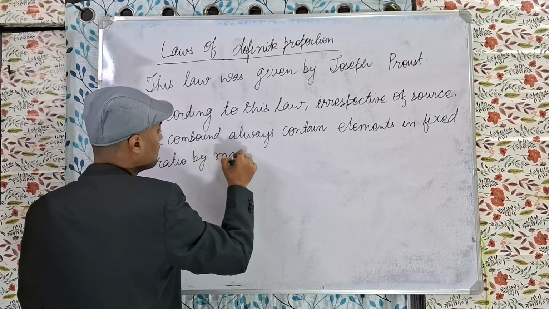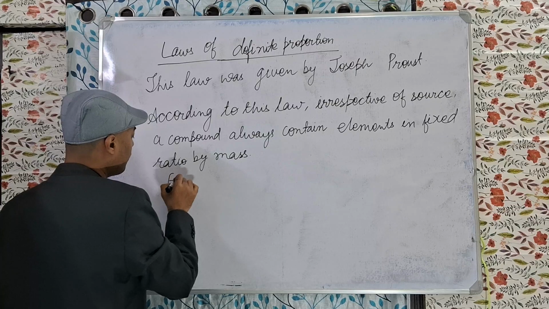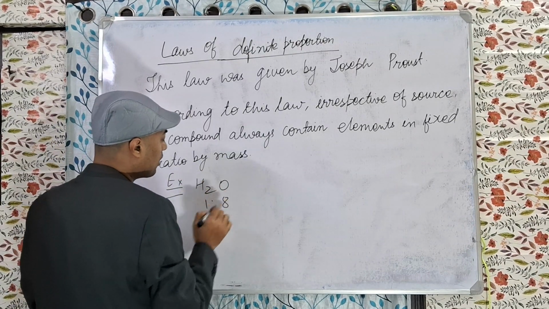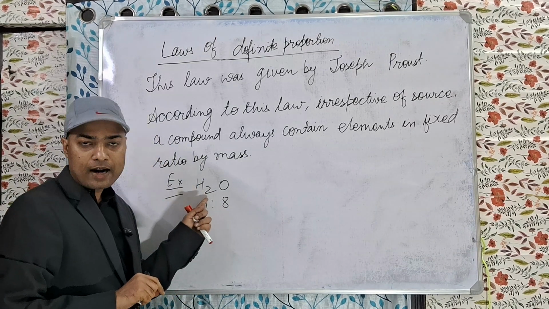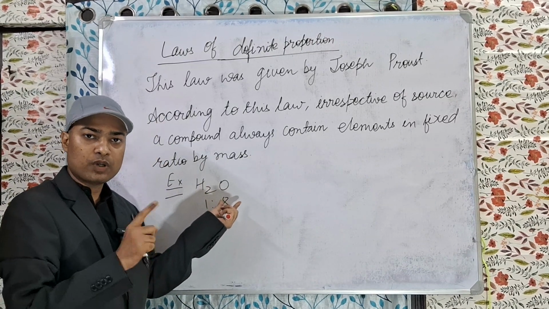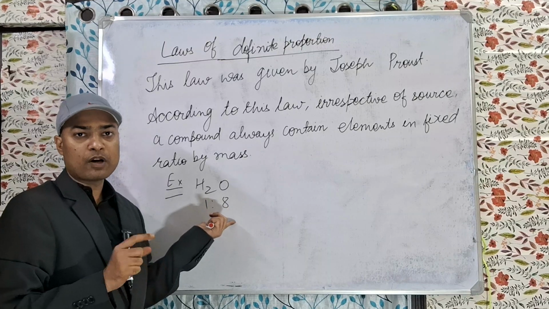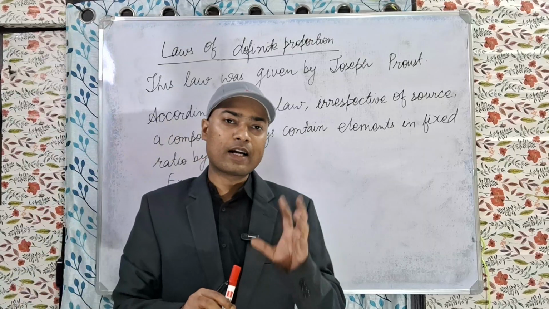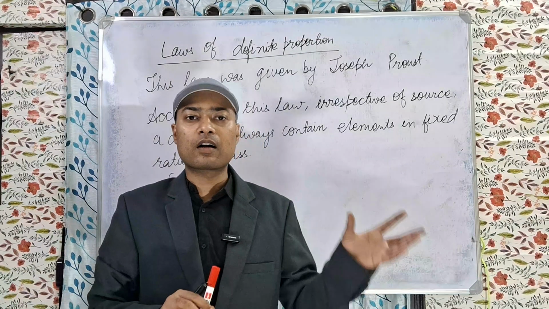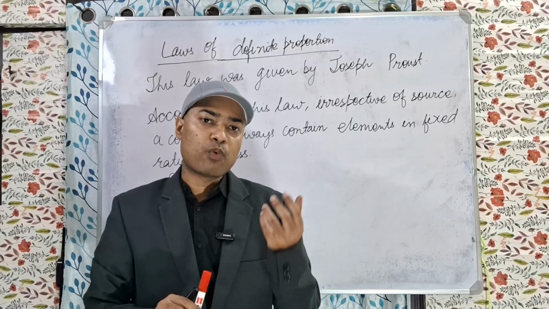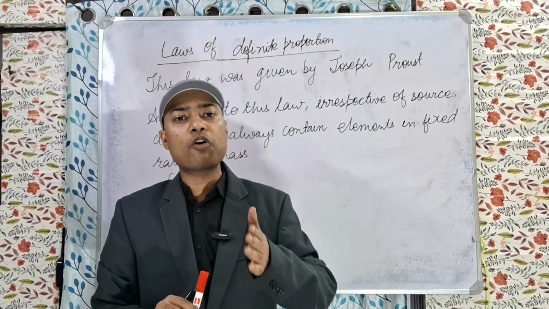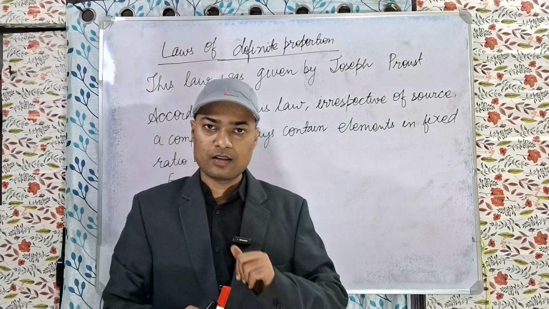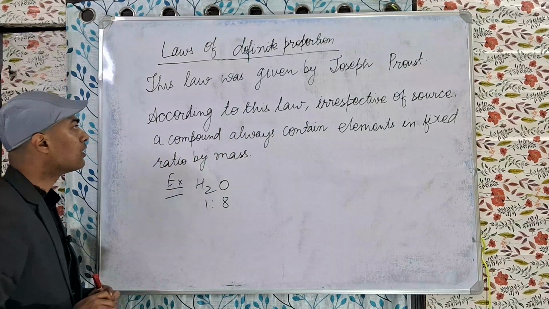by mass. For example, if you take H2O, here the ratio is 1:8: 2 grams of hydrogen in 1 mole and 16 grams of oxygen. So 2:16 becomes 1:8 when we simplify it. Irrespective of where you get H2O from, whether from ocean, river, pond, or hand pump, whatever be the source, the ratio of mass of hydrogen and oxygen is always going to be 1:8. I hope I am clear to all of you and you would have written it.